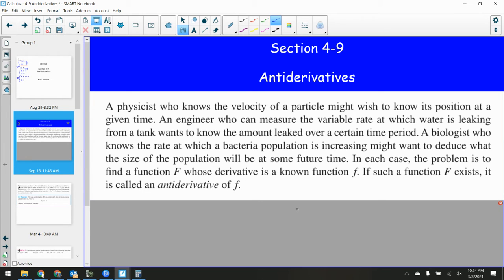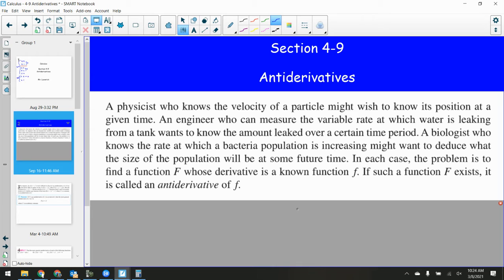Say a physicist who knows the velocity of a particle wants to know position. Say you know the equation of velocity and you want to find the equation of position. Well, isn't the velocity the derivative of position? So I want to work backward to find position. Or say I knew acceleration. How do you work backward to find velocity, or position? Because we know the derivative of position is velocity and the derivative of velocity is acceleration. So how does that work?